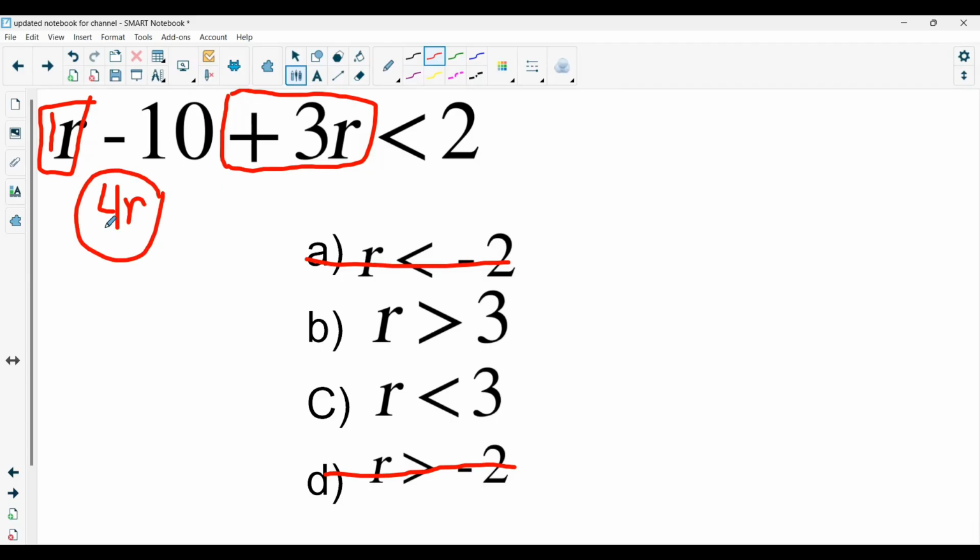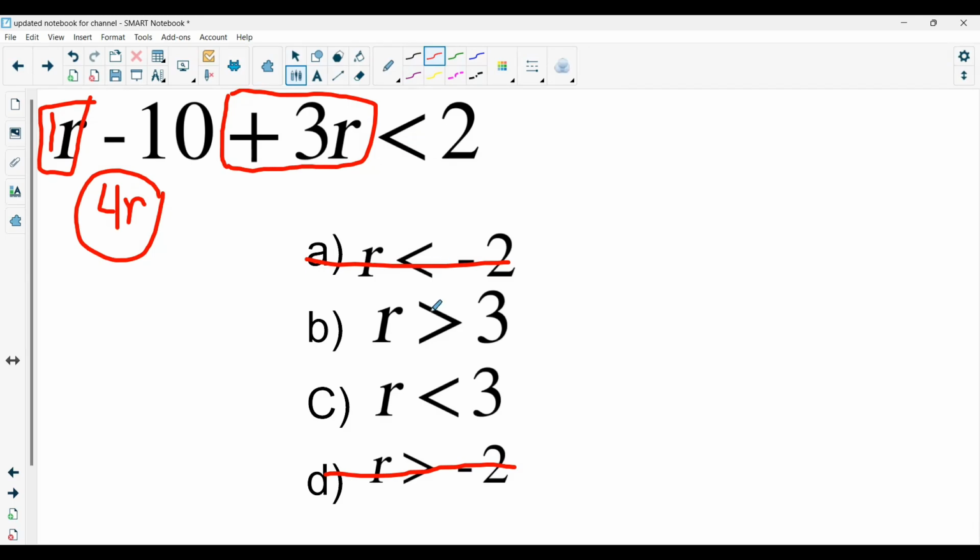I already said it 2 times. It is a +4. So at the end, if we solve this by hand, we will be dividing both sides by a +4. When we multiply or divide by a negative number, we flip the sign. But this is a positive number, so our sign stays the same.